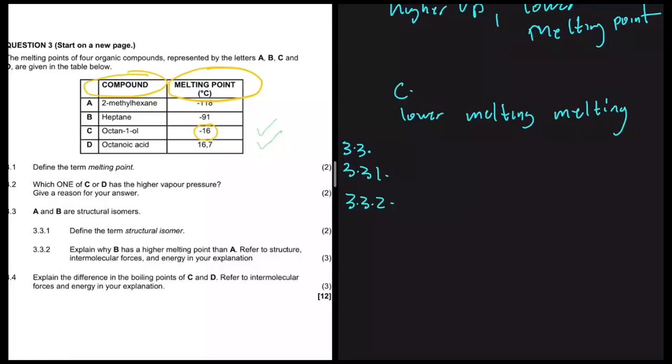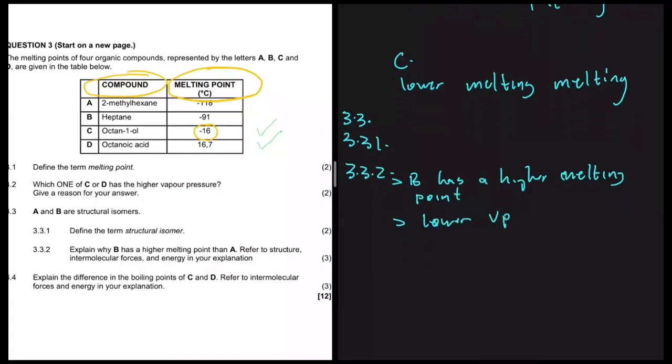So we are already told that B has a higher melting point. If B has a higher melting point, we will know consequently that it has a lower vapor pressure, right? Because the higher the vapor pressure, the lower the melting point. So here we have higher melting point, so we need lower vapor pressure. But why does it have lower vapor pressure but A doesn't? So the difference between A and B is that B is less branched, right? As we are proposing, B is a straight alkane while A is a branched alkane.